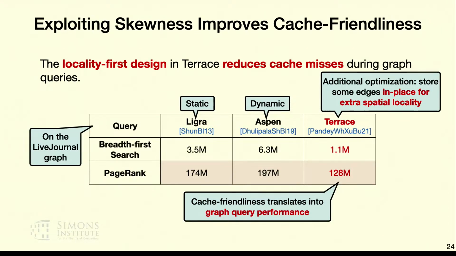And this is just a measurement of cache misses on the LiveJournal graph to understand this thing that I was talking about in locality. We have 3 systems: Ligra, Aspen, and Terrace. Aspen and Terrace are dynamic. We tested this on 2 algorithms, breadth first search and PageRank. Basically, the only point I want to make here is that these numbers are relatively smaller than the other ones because of these cache optimizations.